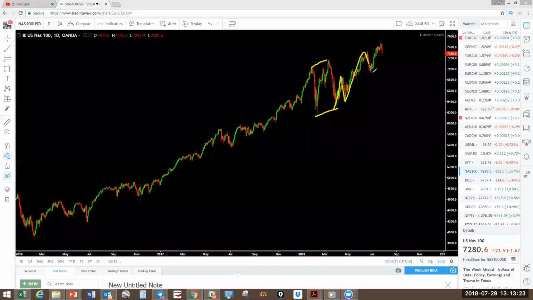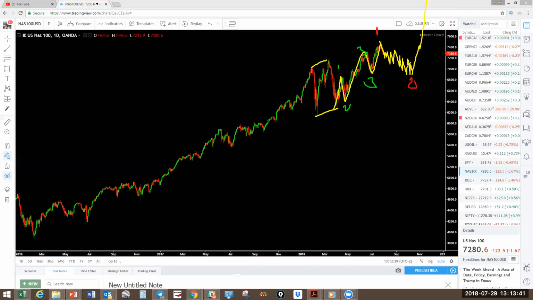So you've got 1, 2, 3, 4, 5. Now it looks like you're going to correct all that 5-wave move before you carry on with the upside. So that will become a 1, a 2, and the lower degree becomes the 1, 2, 3.